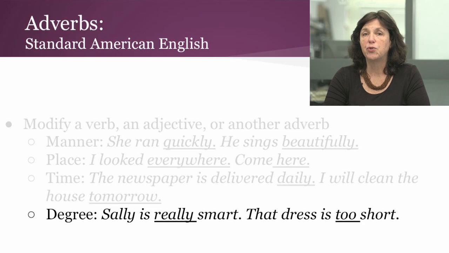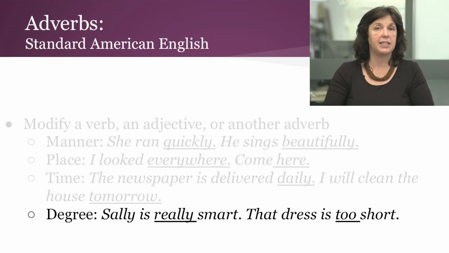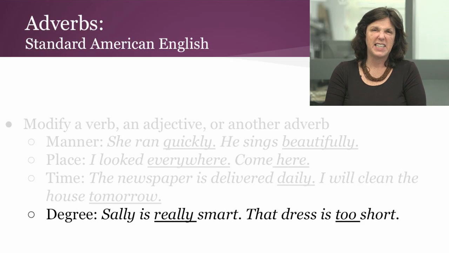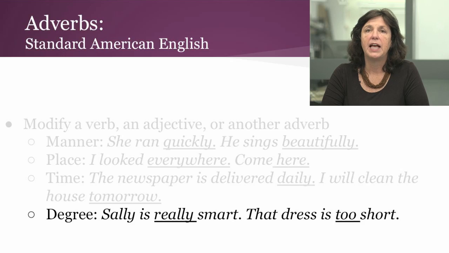We also have degree adverbs that express intensity or degree. So for example, Sally is really smart, where the adverb really is modifying the adjective smart. Similarly, too is modifying the adjective short in the sentence, that dress is too short.